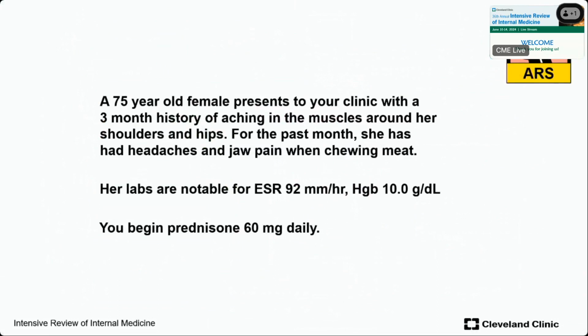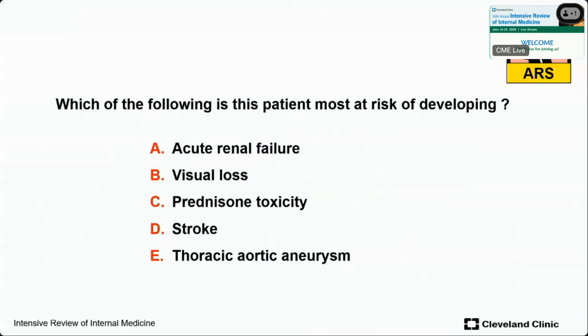So here's our first case. This is a 75-year-old female who presents to your clinic with a 3-month history of aching in the muscles around her shoulders and hips. For the past month, she has had headaches and jaw pain when chewing meat. Her labs are notable for a sedimentation rate of 92 and a hemoglobin of 10.0, and you begin prednisone 10 milligrams daily. So which of the following is this patient most at risk of developing? A, acute renal failure, B, visual loss, C, prednisone toxicity, D, stroke, or E, thoracic aortic aneurysm.